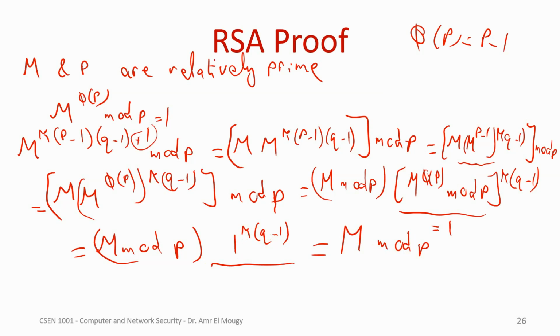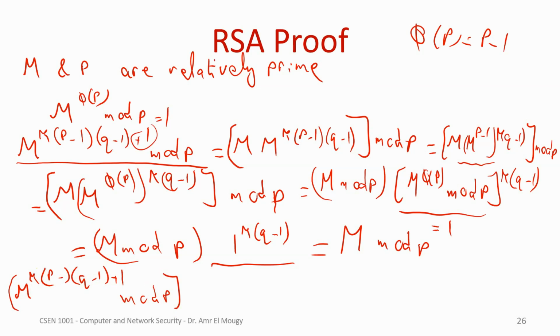So now we have proved that whether m and p are relatively prime or not relatively prime, this value, m power k(p-1)(q-1) plus 1 mod p, is equal to m mod p. Now we can say that since these two values are equal to each other, m power k(p-1)(q-1) plus 1 mod p minus m mod p is equal to 0.